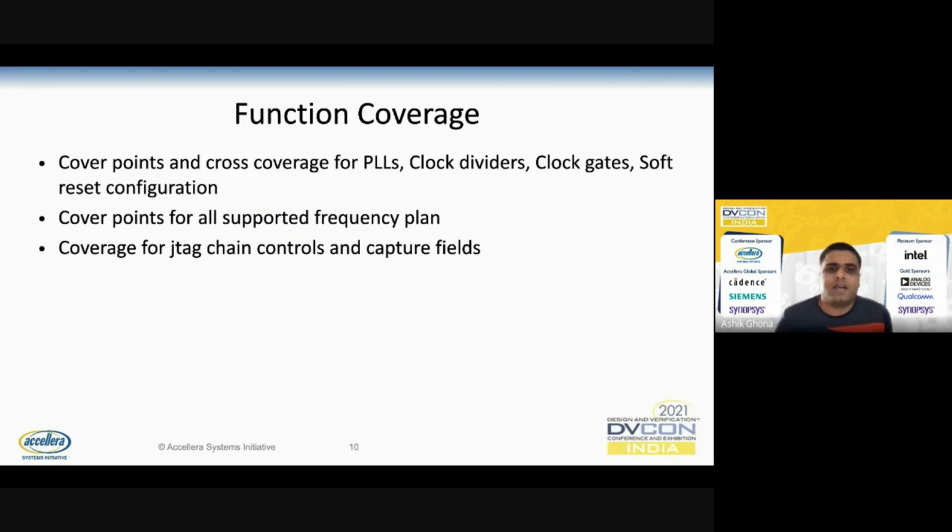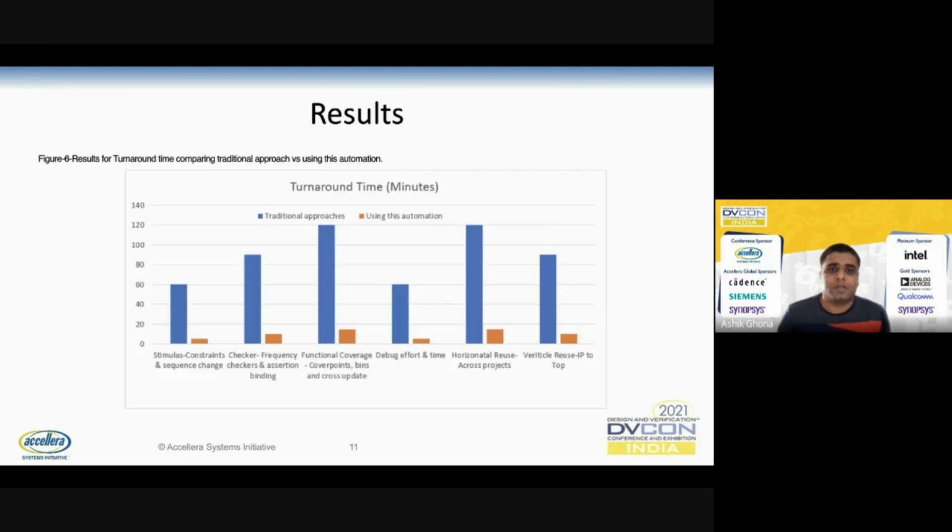So for functional coverage, we are able to generate the cover bins and cover points for PLLs, clock dividers, and clock gates. We are also generating cross cover points for various frequency plans for DFS scenarios. And for JTAG also, we are generating functional coverage, which is very helpful in debug mode and to validate the JTAG chain functionality. So this slide is showing the result.